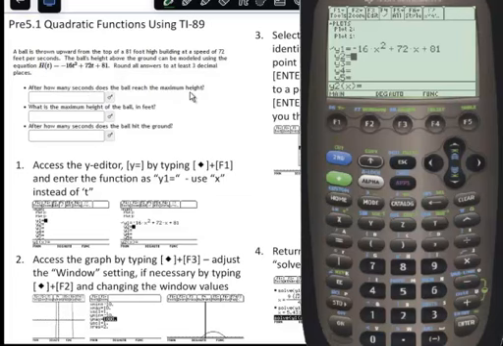Okay, and the question is asking me, after how many seconds does it reach the maximum height? So that's its vertex. What is the maximum height? That's the y-coordinate of the vertex. So x-coordinate of vertex, y-coordinate of vertex. After how many seconds does the ball hit the ground? So now I'll see where the x-intercept is.